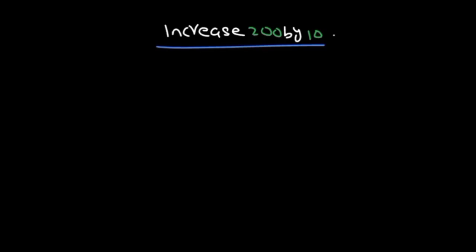Today I am going to show you how to convert percentage increase. So we have to increase 200 by 10%. For this formula, increased value is equal to original value plus percentage multiplied by original value over 100. For example, increase 200 by 10%.